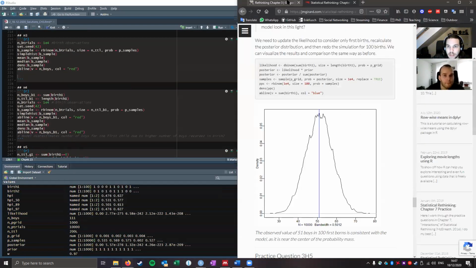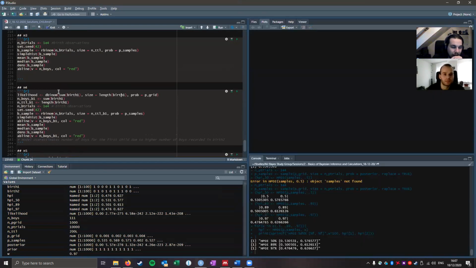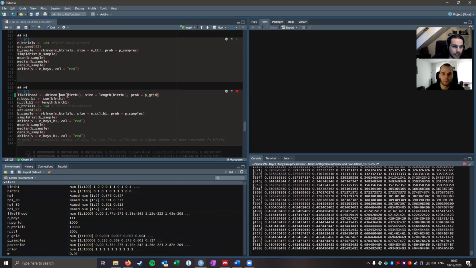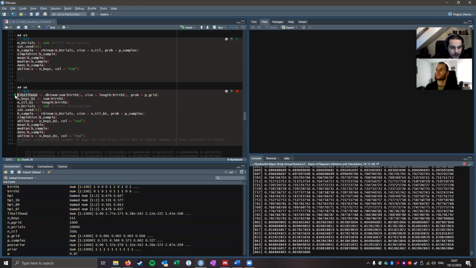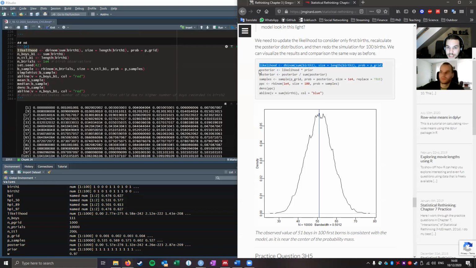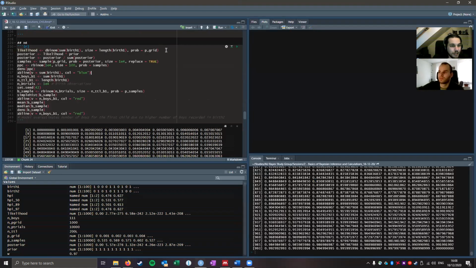I'm just going to have a quick look at your code here. Sorry, I'm not using tidyverse, so I'm much more comfortable with this one. Yeah, of course. So I'm just doing the same thing here, where I take the sum of birth 1, then the length of birth 1, and this right here. I also have that p_grid. Yeah. Lovely. So I'm just going to copy this stuff over to see if I'm getting the same results here, just to make doubly sure.